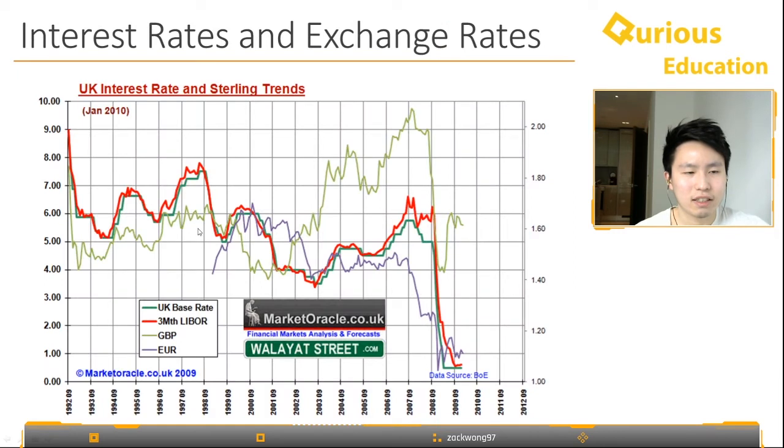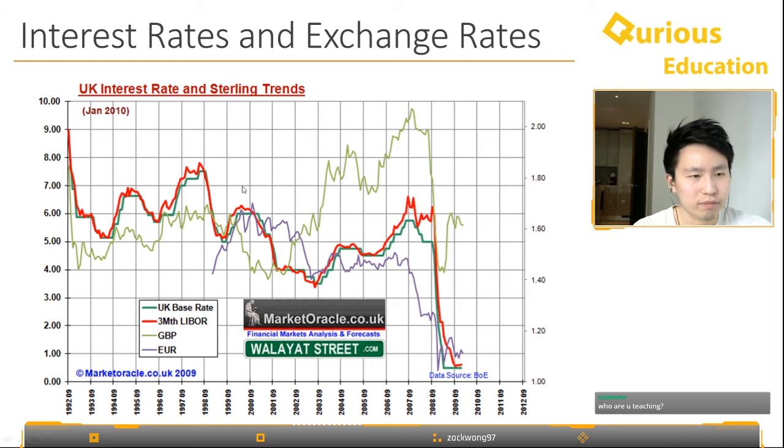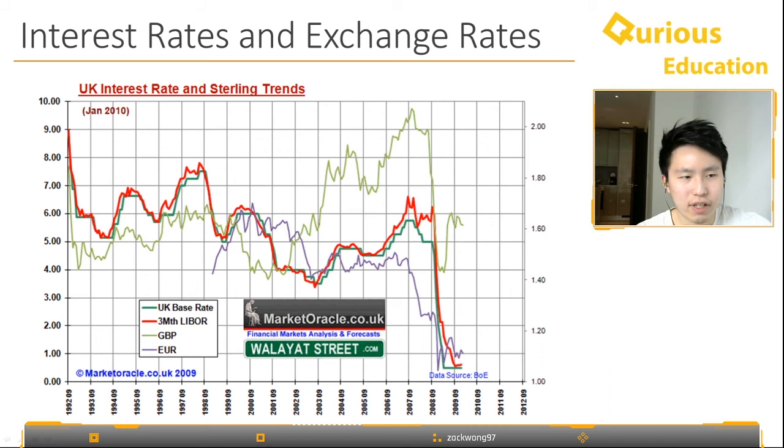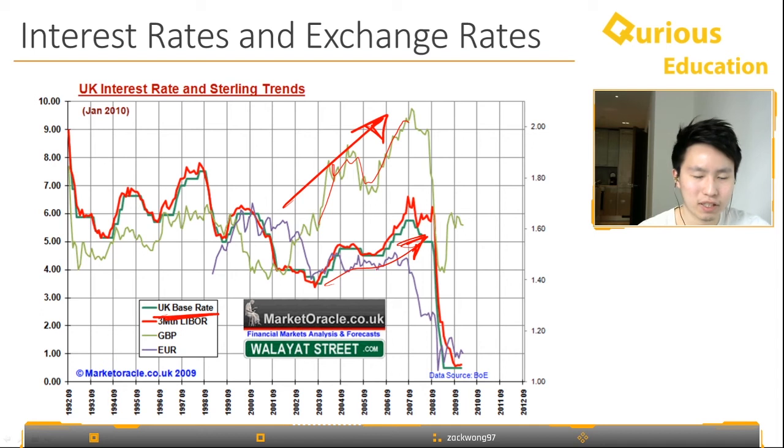Okay, so from this graph, we can see that we've got interest rates and exchange rates. And we can see the relationship between the two. We've got the exchange rate, or the value of the pound, here. You can see as the value of the pound goes up, then the interest rate, which is the UK base rate, is also going up. So there's a positive correlation or relationship between the two.